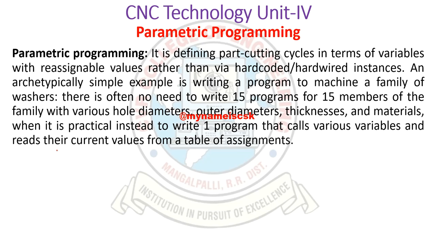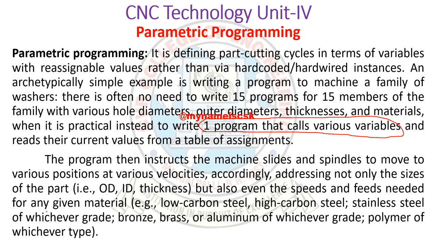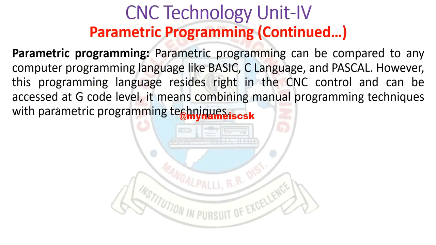Okay. Next, parametric programming. So instead of writing the 15 program lines, we can write only one program and we can call that program continuously again and again. That is called parametric programming. So here different sizes we can use, like outer diameter, inner diameter, thickness. For everything we can use. For any material we can use, like low carbon steel, high carbon steel, stainless, any grade, bronze, brass, aluminum, any polymer. Just we have to assign the table of assignments.